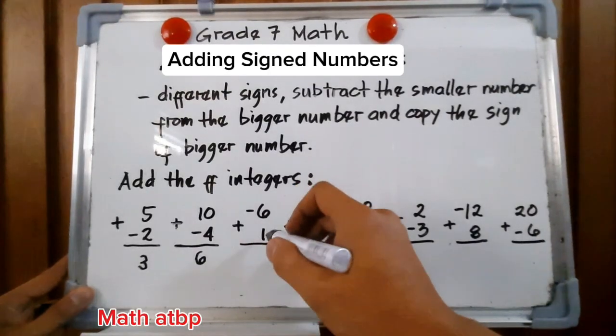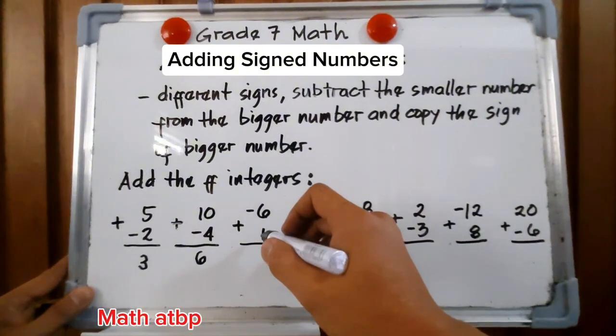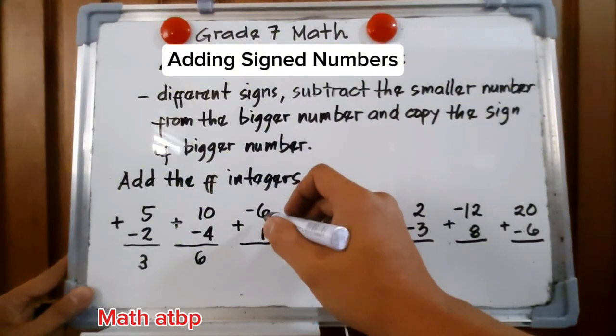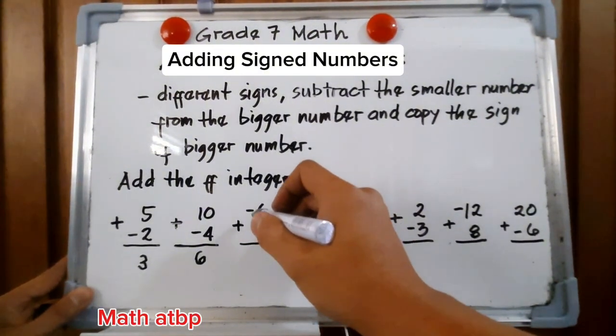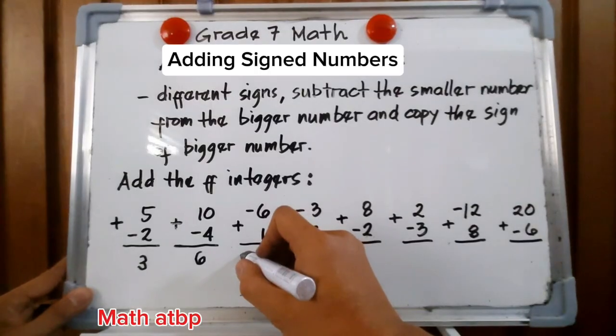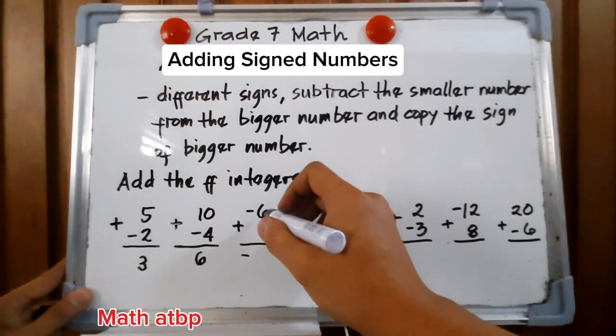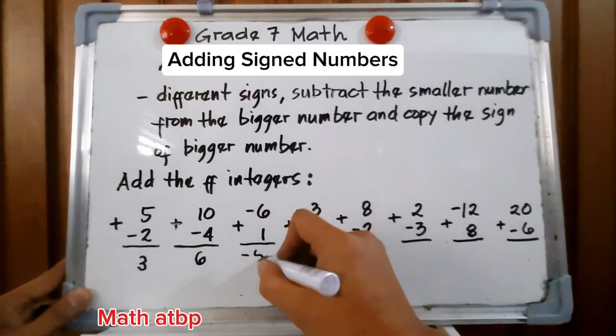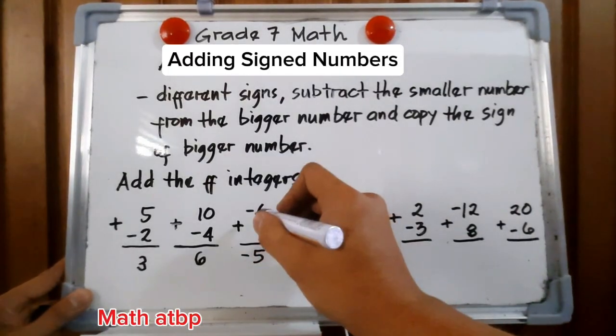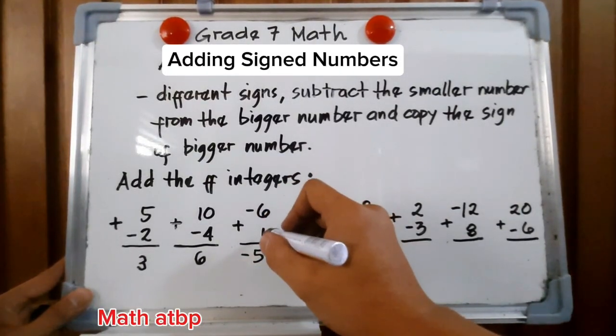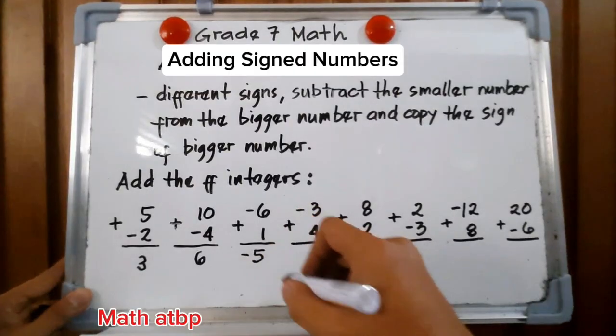Negative 6 plus positive 1. Which is bigger, 1 or 6? It is 6. The sign of 6 is negative. Therefore, the sign of the answer is negative. And then let us subtract. 6 minus 1 is 5. So, negative 6 plus positive 1, the answer is negative 5.